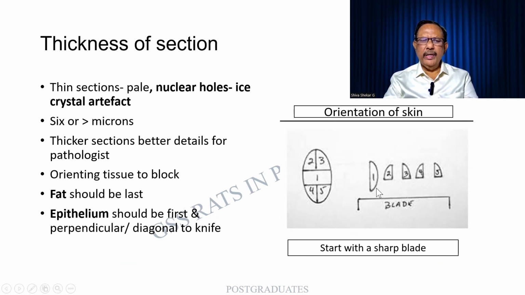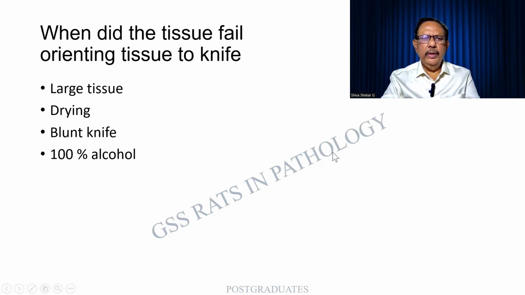The way it is to be cut has been described well. We should be careful so that the epidermis does not come up from the subcutaneous tissue. Epithelium should be first perpendicular and it should be diagonal to the knife. When did the tissue fail? Orienting to the knife. When it is too large, there is a drying artifact, blunting of the knife, and it is in 100% ethanol. 95%.